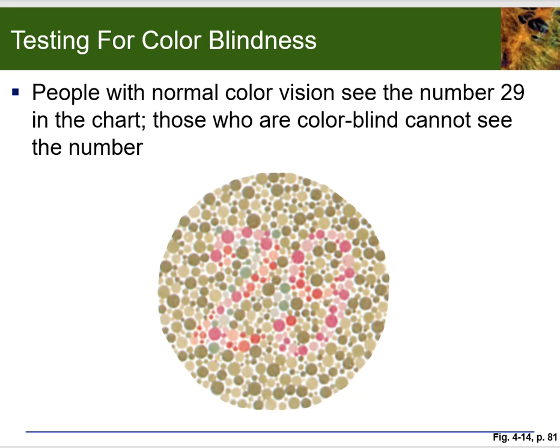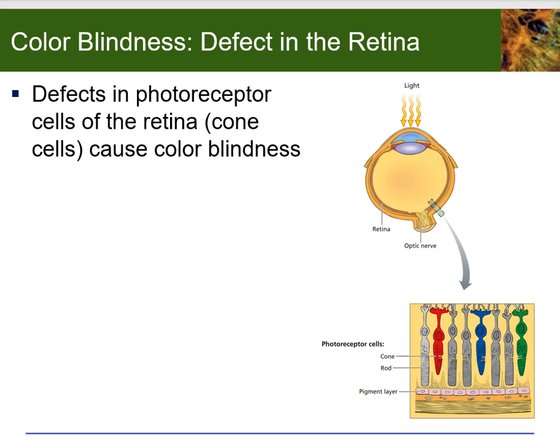How do we test for colorblindness? Well, people with normal color vision see the number 29 in this chart that's on the slide. Those who are colorblind cannot see the number. There's a defect in the retina that causes this, in the photoreceptor cells of the retina, the cone cells, which can cause colorblindness.